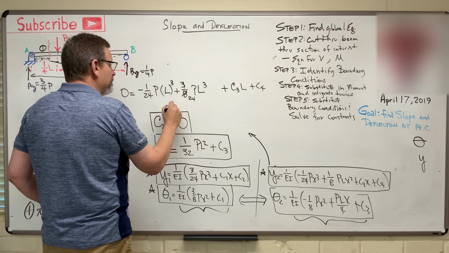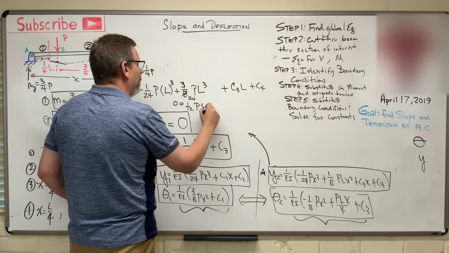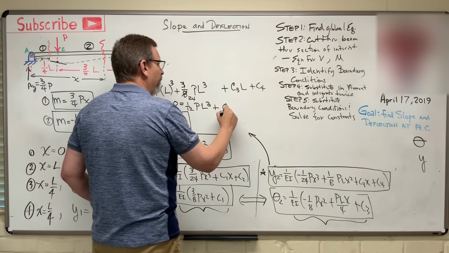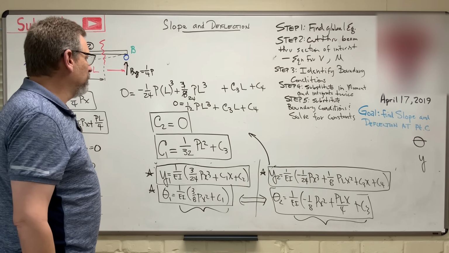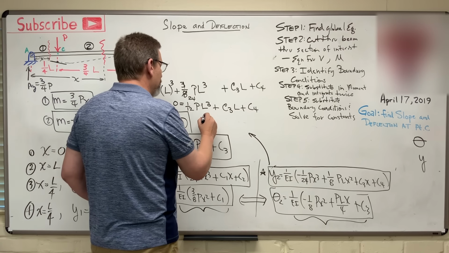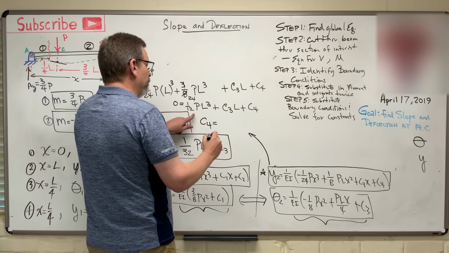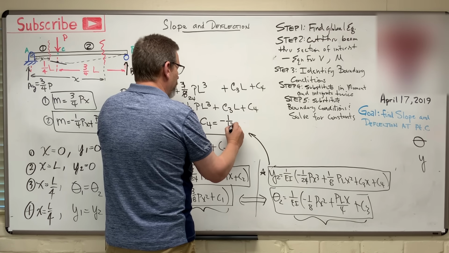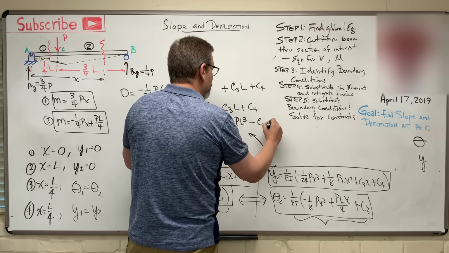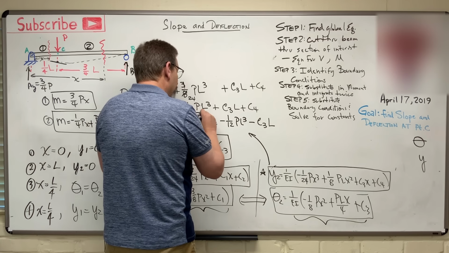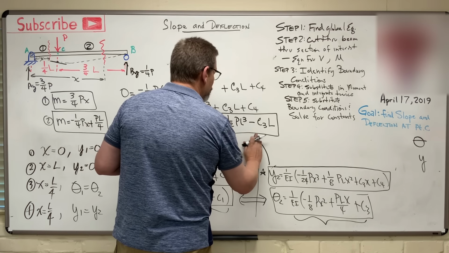So 0 equals 1/12 PL cubed plus C3L plus C4. Or we could move that over here. We could say C4 is equal to minus 1/12 PL cubed minus C3L. And there is an equation, kind of simplified down, using our boundary conditions for C4.